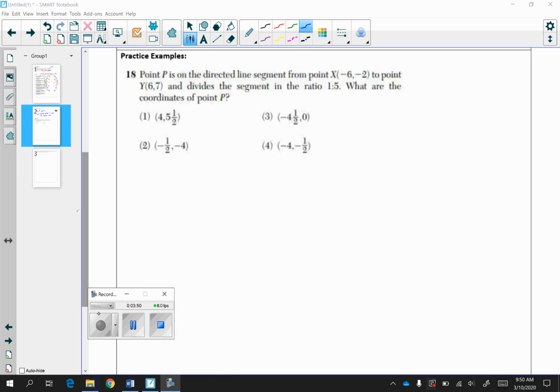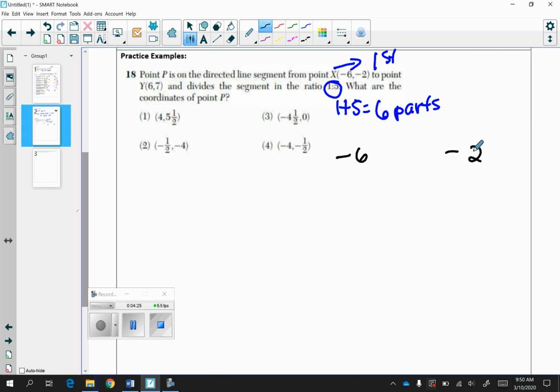Let's try another example. Please read the question to yourself. All right, we know we're doing a directed line segment. The first thing we look at is the ratio. So 1 plus 5 tells us we have 6 parts. It says it divides the segment into 1 to 5 parts, and it talks about x first. So that is our first point. We're going to write all of our points down, starting with x, -6, -2, ending with y, 6, 7.